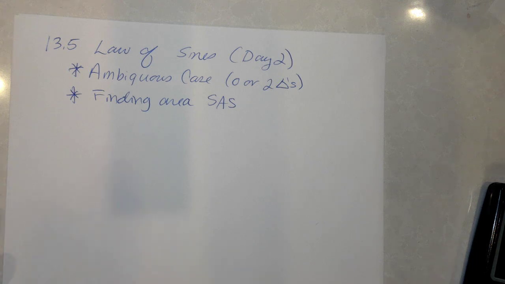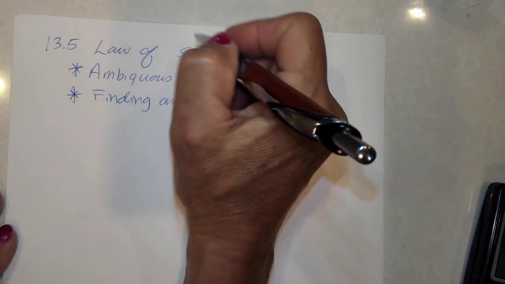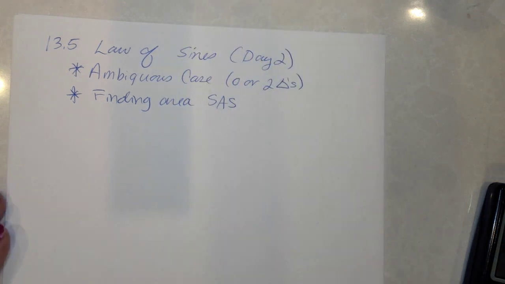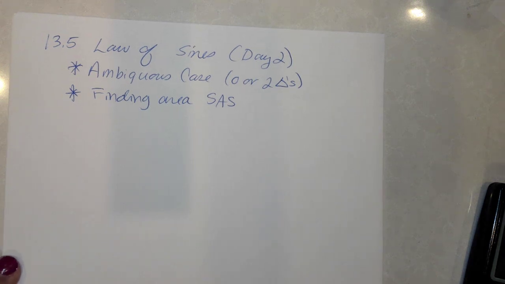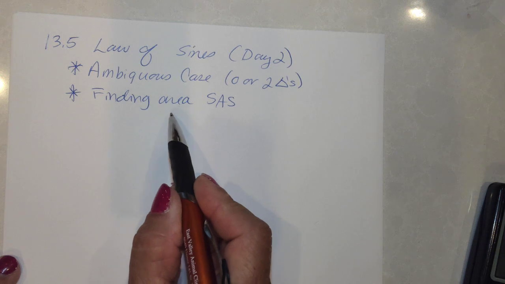Alrighty, friends. So, on the heels of yesterday's exciting law of sines notes, we're going to do a law of sines day 2. There's kind of a tricky little bit to law of sines, so we need to talk about that. We're also going to talk about how to find the area of a triangle.